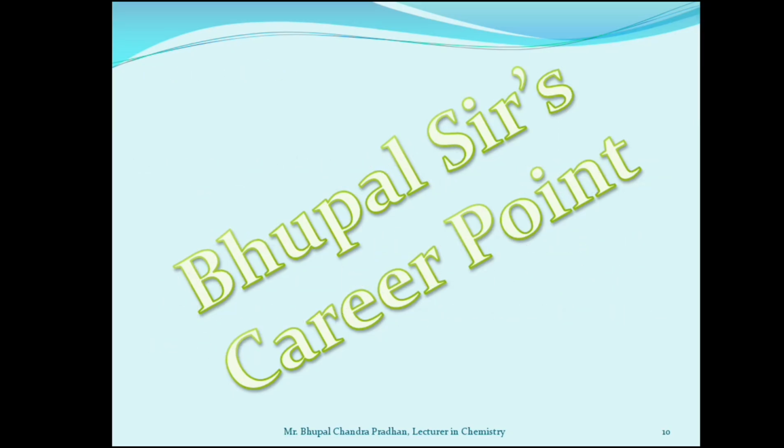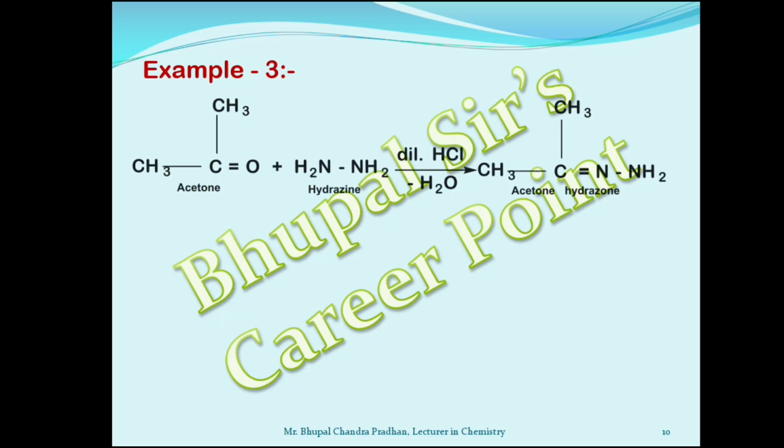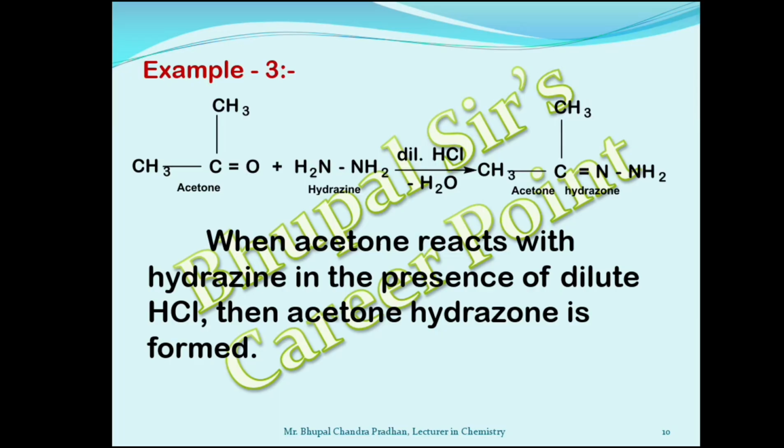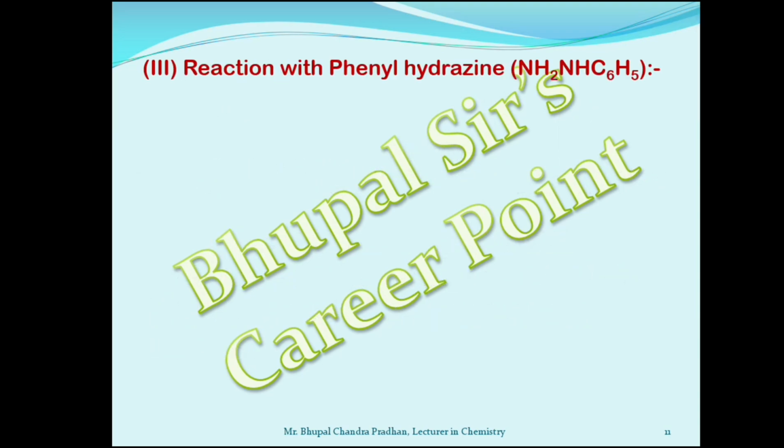Example 3: we take two CH3 groups, the reactant will be acetone. It reacts with hydrazine in the presence of diluted HCl, and a water molecule will be eliminated. How? The oxygen of the carbonyl group and the H2 of hydrazine are removed as a water molecule to give us acetone hydrazone. In the statement we have to write down: when acetone reacts with hydrazine in the presence of diluted HCl, then acetone hydrazone is formed. Now let us come to the next reaction.